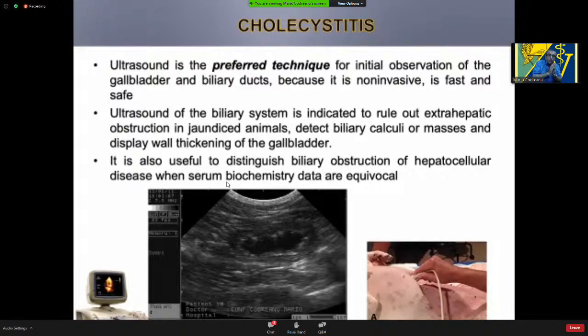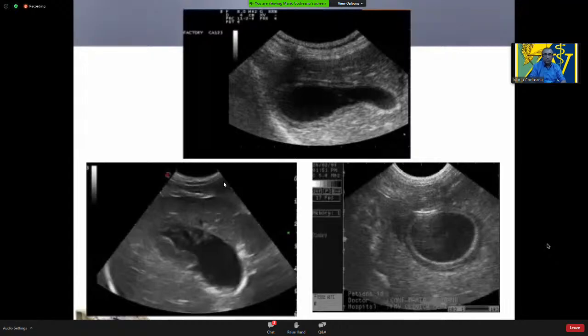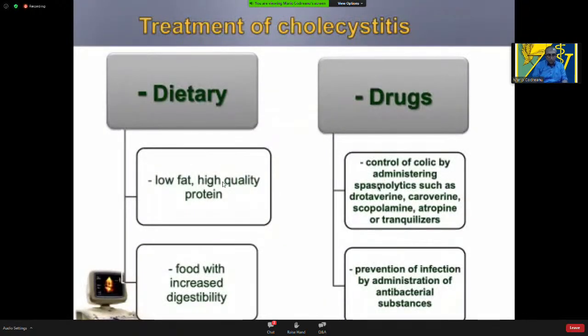It's useful to differentiate between biliary obstruction and hepatocellular disease, of course, when the activity of the specific enzymes and serum biochemistry data are not equivocal. As you can see in my presentation, I wanted to show you some images of acute cholecystitis. It's a very old image, about 11 years old, from 2009, sorry.